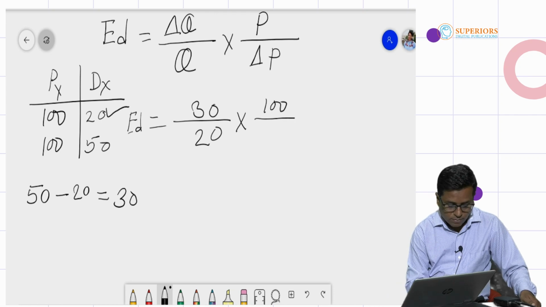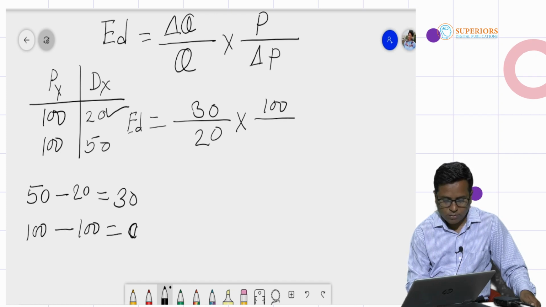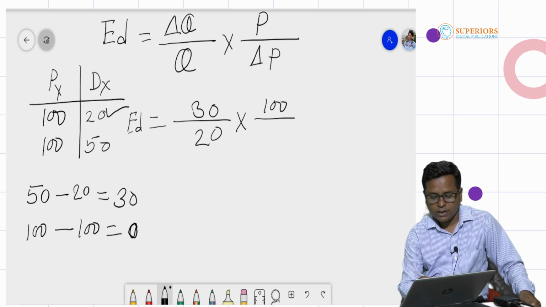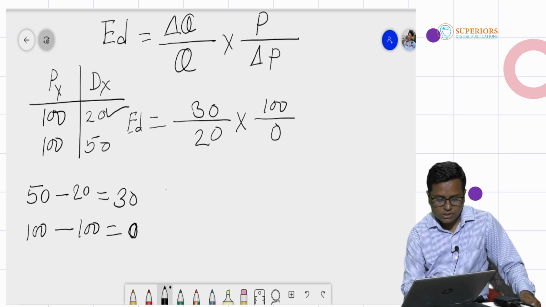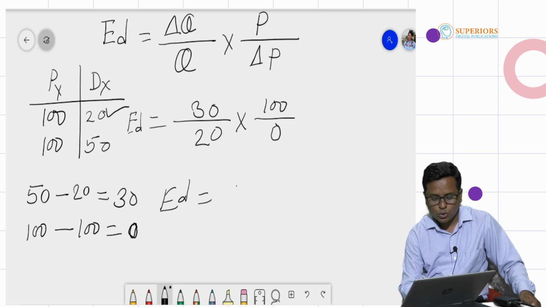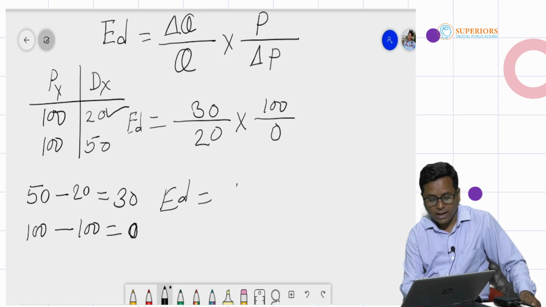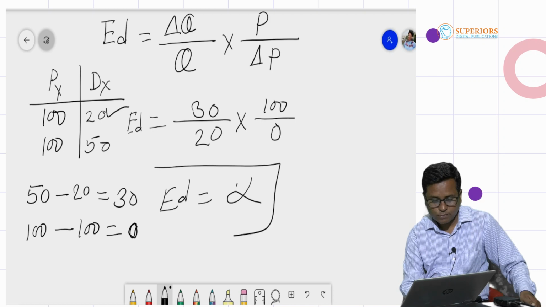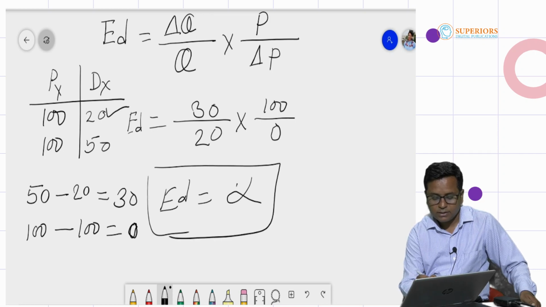Change in price means new price minus original price, which is equal to 0. Here 100 divided by 0. Elasticity of demand is equal to infinite. Why is it infinite?